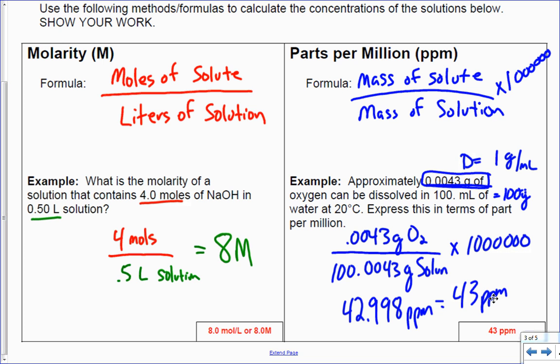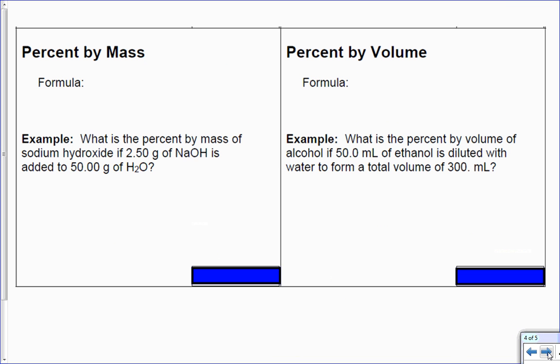Those are our 2 major calculations we need to be able to do. Percent by mass and percent by volume. These are not in reference Table T. I'm going to give them to you. They might be a little bit in the notes, but you're probably not going to see too many of these on the test. So percent is always part over whole. So percent by mass is going to be mass of solute over mass of solvent.